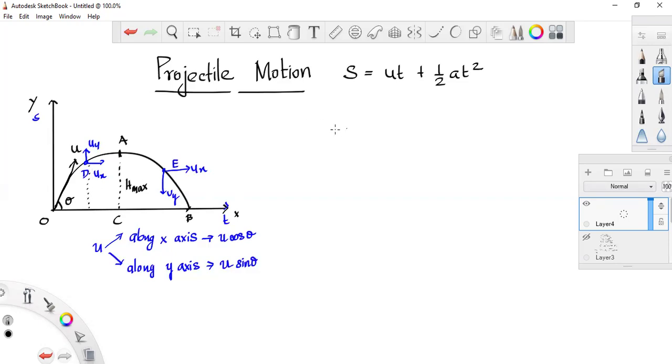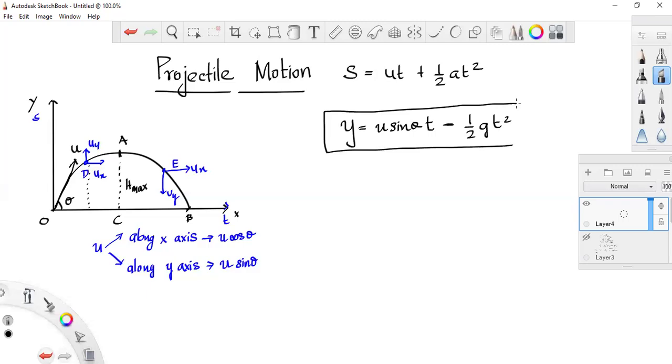It can be anything. Let me take it as y. So vertical motion. So instead of u t, what can we put? Vertical motion: u sin theta into time t, against the gravity, so minus half g t square, we can write.